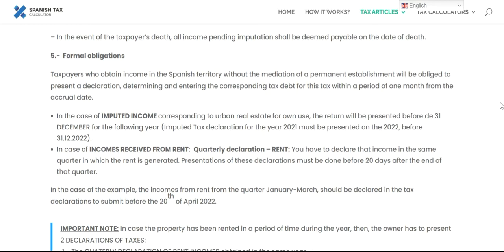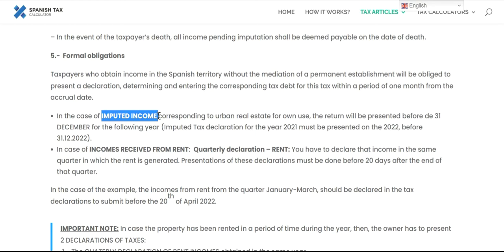Talking about formal obligations as owners of property in Spain, the first thing that you have to take into consideration is that the Spanish system considers that even if the property is not rented for some periods, there is a popular misconception that if there are no earnings, no income received from the property, then it is not necessary to declare anything about the property in taxes because it's used privately and there is no income.